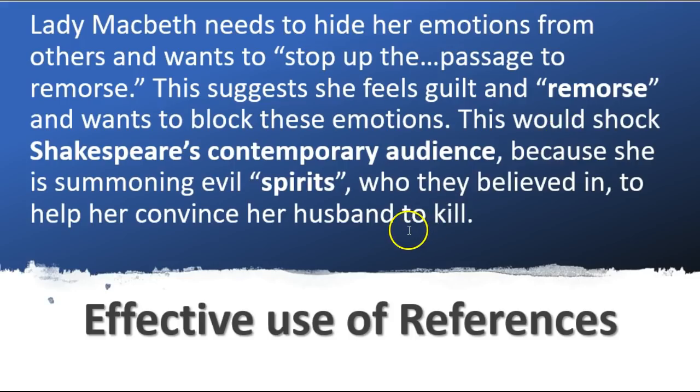Now, the next thing I want you to notice here is the depth of explanation. So there's the original quotation. This tells the examiner that you're explaining one part of it further. And then we have this further sentence. This would shock Shakespeare's contemporary audience. So another explanation is coming, because she is summoning evil spirits, and then a further element of the explanation. So a quick shorthand for you here is to write several parts to your explanation. Don't just have a single line.